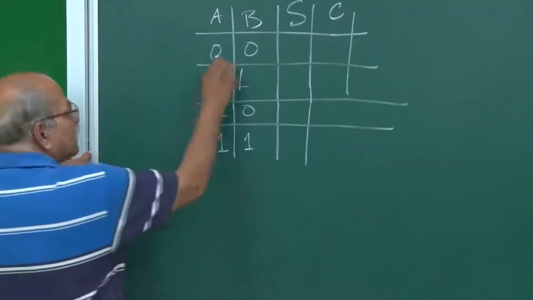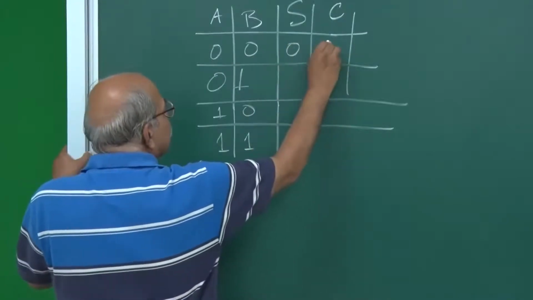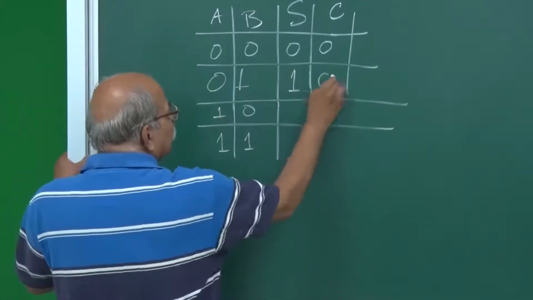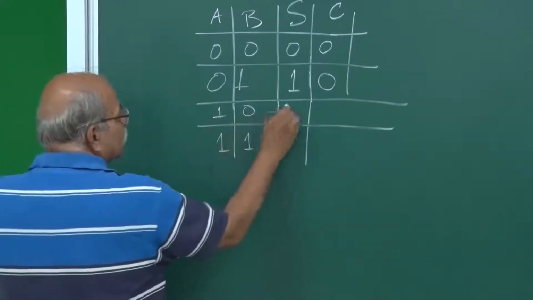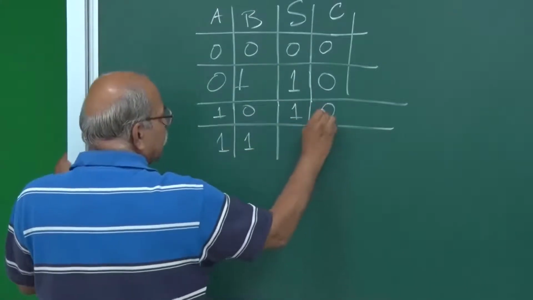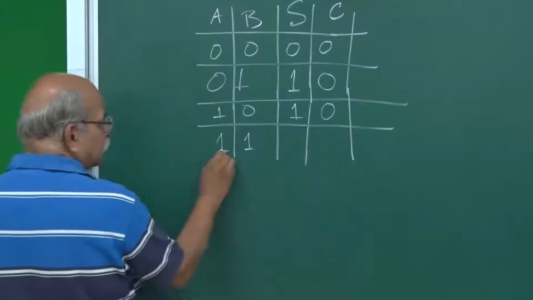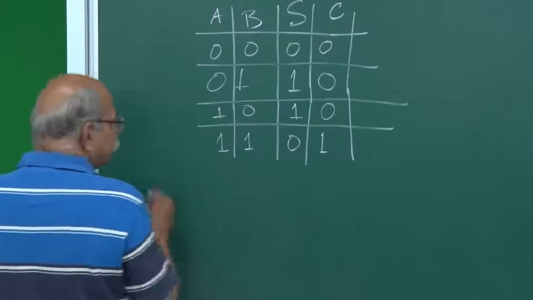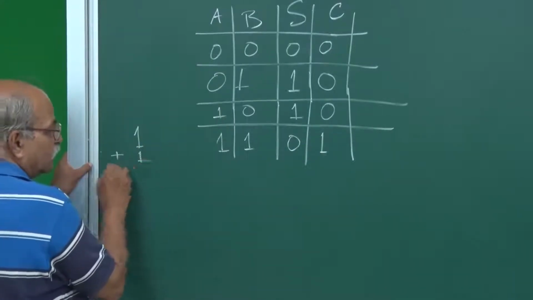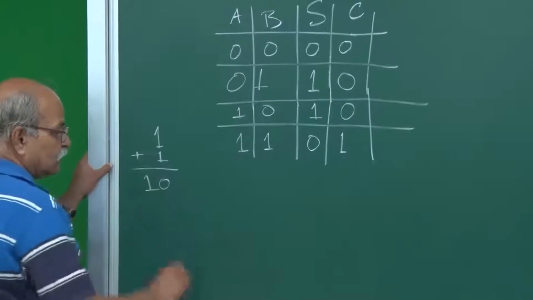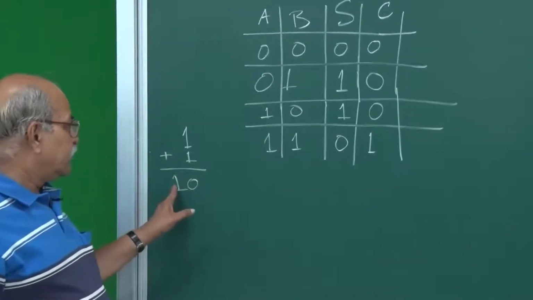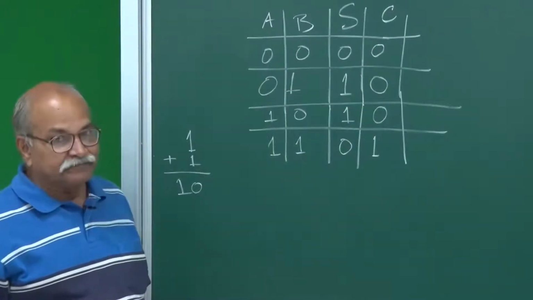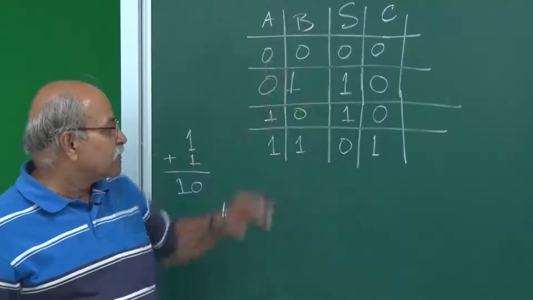Okay. So, 0 plus 0 will be 0, sum will be 0, carry will be 0. 0 plus 1, the sum will be 1, but no carry. 1 plus 0 is also, the sum is 1 and no carry, and here 1 plus 1, the sum is 0 and carry is 1, because when you add 1 and 1 you get the next number, which is 1 0. So, the sum is this and this is the carry, and otherwise the carry is 0. So, here this is the truth table.